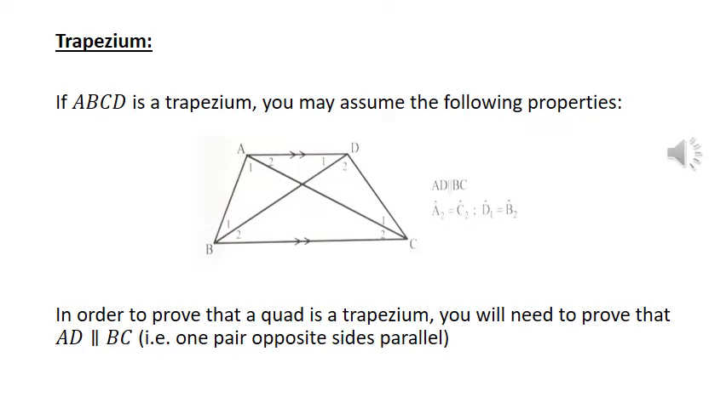So in order to prove that a quadrilateral is a trapezium, you would need to prove that it has one pair of opposite sides which are parallel. So you're not proving anything about a parallelogram. You're going straight from a quadrilateral to a trapezium, and you would just prove that there is one pair of opposite sides which are parallel to each other.